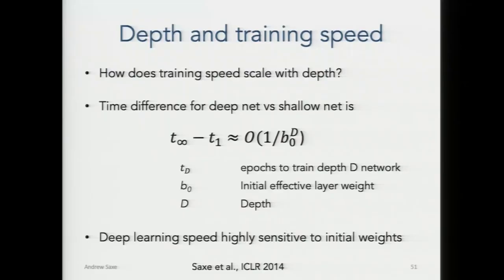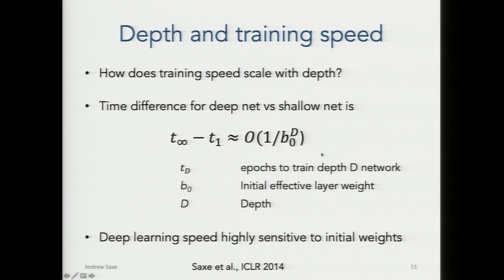Right, suppose I took a network that's 5 layers deep, and then I made it 10 layers deep. Would it train twice as slowly? Would it be exponentially slow in depth? Exactly what is the relationship between depth and training speed? Well, the answer for shallow networks is that the time difference in training a very deep network, as the depth goes to infinity, compared to a shallow network, is approximately the order of 1 over the initialization scale raised to the power of d. So I haven't exactly told you what b0 is, but it's essentially related to the size of the initialization. You can think of it as just the standard deviation of the initialization.